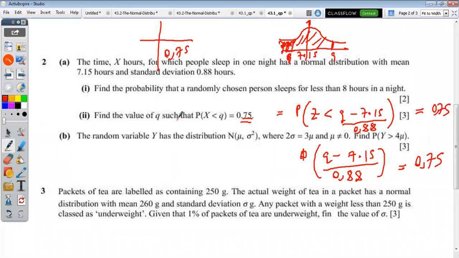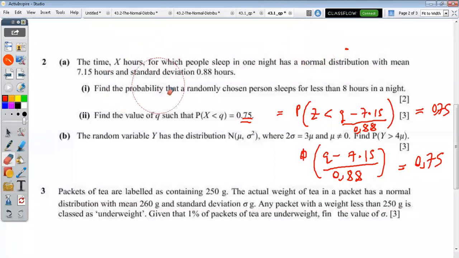Okay, let's go back here. Otherwise, if you don't master this now, the questions can be difficult. I'm sure you now understand this first pattern. It follows the normal. Let's try to draw the normal graph for you. This is not the standardized graph. This is the graph of X. So we're saying what is the mean here? It's 7.15. Clear now?